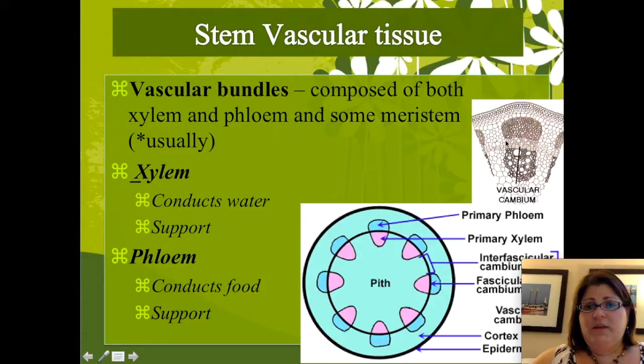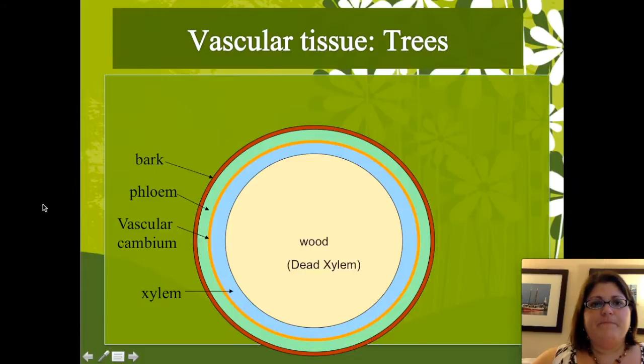In between the two layers is something called the vascular cambium. Remember, I mentioned that's for growth. We'll discuss that in a moment. And then xylem is on the inside. That layout is what we see in the roots and the leaves too, but this vascular cambium is a new thing for the stem.